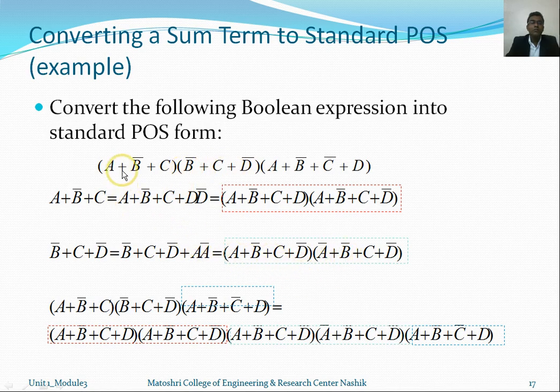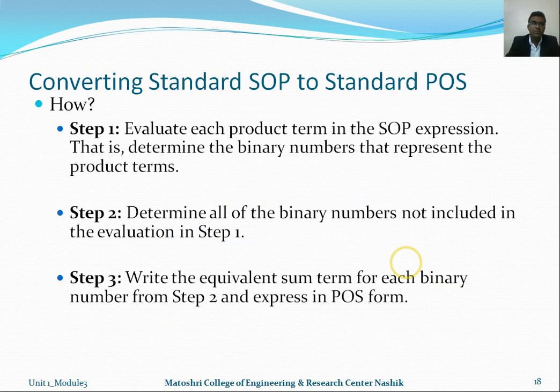So first for 2, second for 2, and lastly the 5. In this way we get the 5 standard POS form terms. In this way we convert non-standard POS into standard POS. Next, converting a standard SOP to a standard POS.